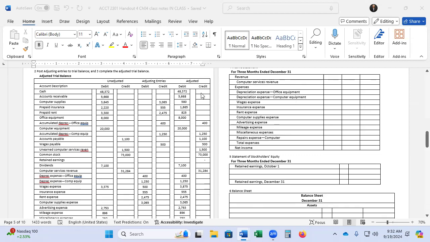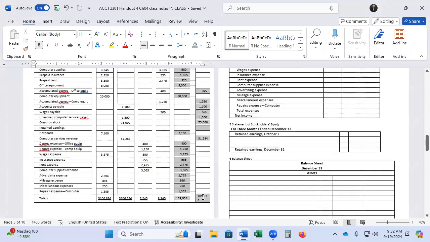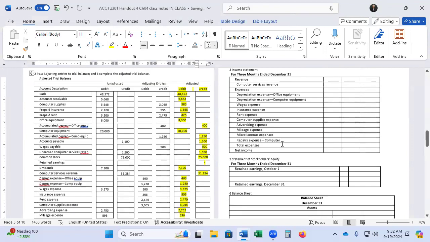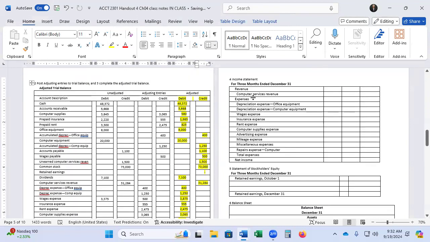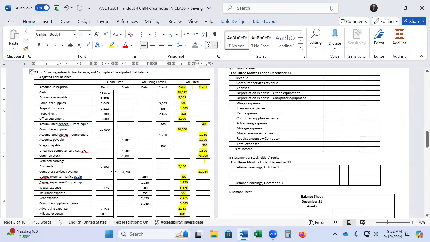Okay, so what we're gonna be doing is we're gonna be taking things from the adjusted column and populating our financial statements. Right, so here we're doing the income statement. And the income statement asks for computer services revenue. So we're gonna find computer services revenue. We're gonna take it from the adjusted column. That's 31,284. These would be page 6 on your notes where you're populating it.